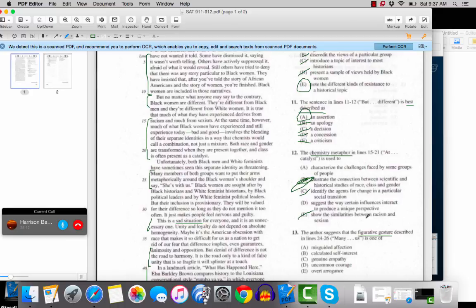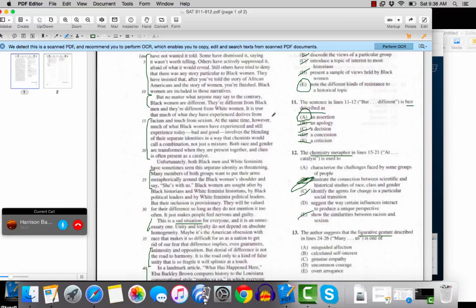So what is the purpose of this chemistry metaphor? We go back. Now we see: at the same time, however, much of what black women have experienced and still experience today, bad and good, involves the blending of their separate identities in a way that chemists would call a combination, not just a mixture. Both race and gender are transformed when they're present together, and class is often present as a catalyst. So if we bring this to life visually, we've got these two separate things coming together, creating a combination, and when that combination is created, race and gender are transformed.